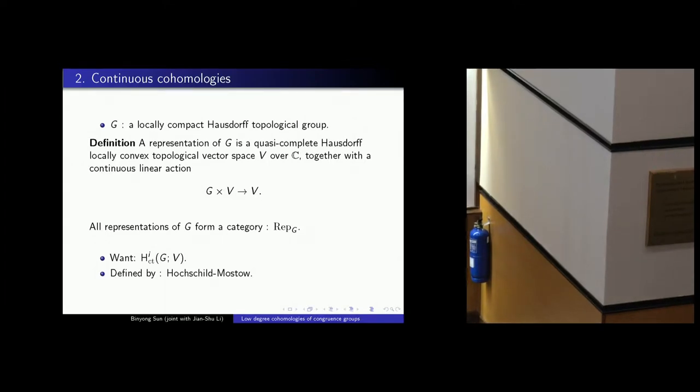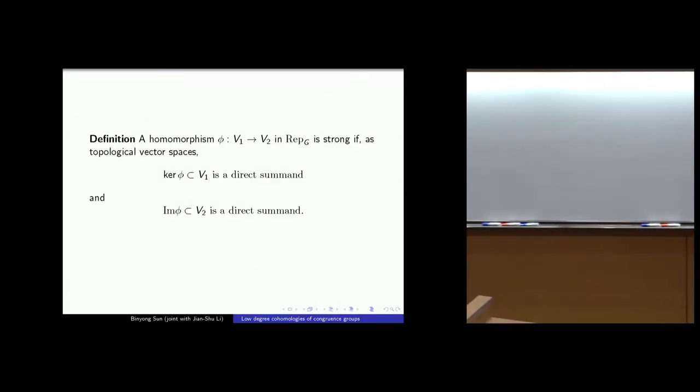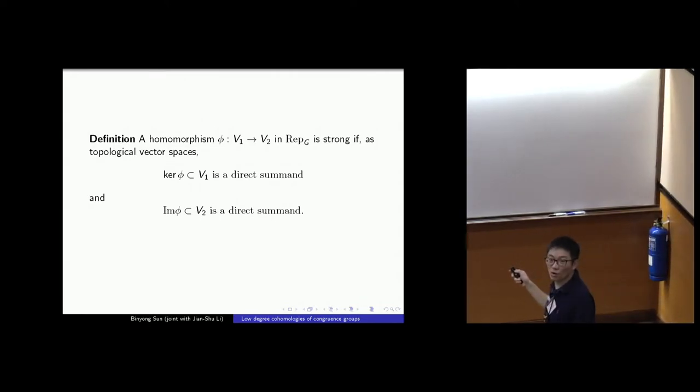We want to define the continuous cohomology space. This is defined by Hochschild and Mostow, I think in the 1960s. To define the continuous cohomology, we introduce strong homomorphisms. Given a homomorphism phi of representations in this category, if the kernel of phi inside V1 is a direct summand as a topological vector space, and the image inside V2 is also a direct summand as a topological vector space, then we say this homomorphism is strong.